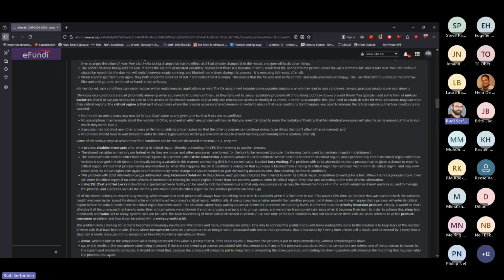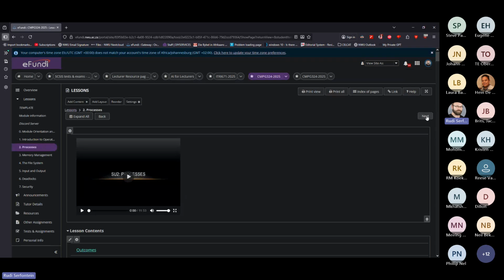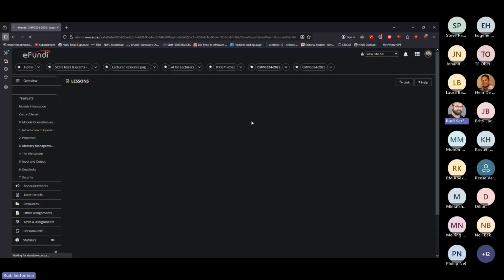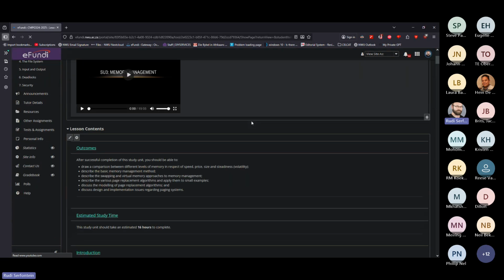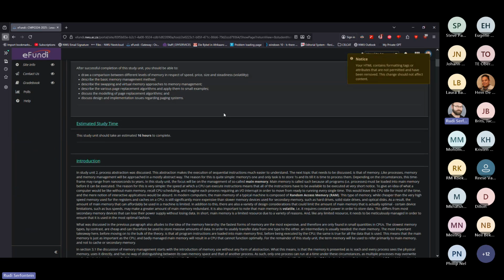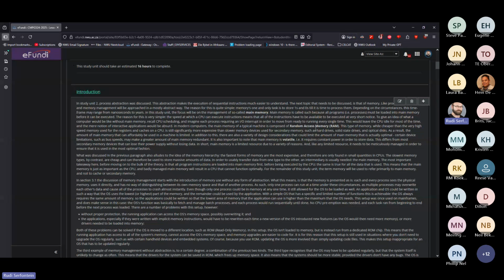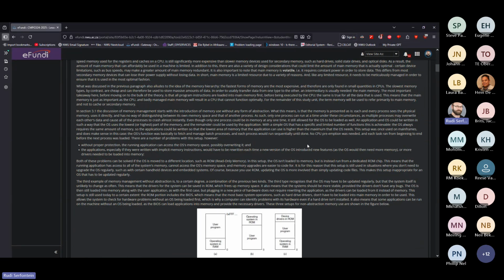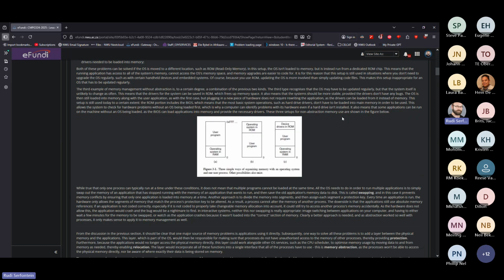Okay, then on to study unit 3 on memory management. So for memory management, the primary core of study unit 3 is paging systems. Okay. So you do need to know everything about main memory, your random access memory, the difference between volatile and non-volatile memory, how you would do memory management without abstraction.